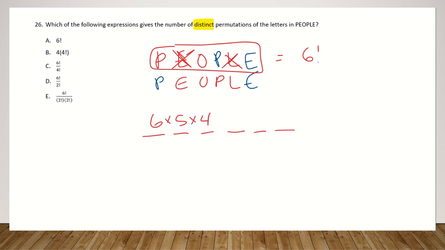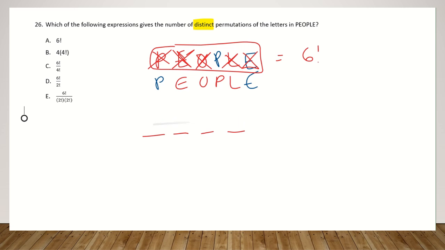Now you have 4 letters left over to choose from. Pick another letter. Now we only have 3 letters left. Pick another one. Now we only have 2 letters left. And then we only have 1 letter left for our last choice. That is the definition of 6 factorial. So normally a permutation is just the number of items that you're switching around factorial. But in this case, we have some repeated letters here. We have the repeated P's and repeated E's.